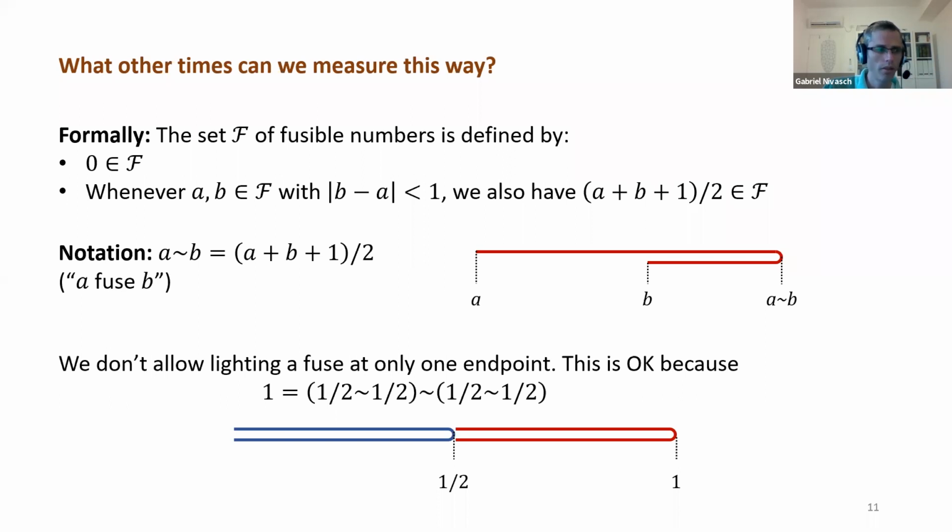And note that in this definition, we don't allow lighting a fuse at only one endpoint and letting it burn completely in time 1. But that entails no loss of generality, because you can measure 1 unit of time using two fuses in this way.